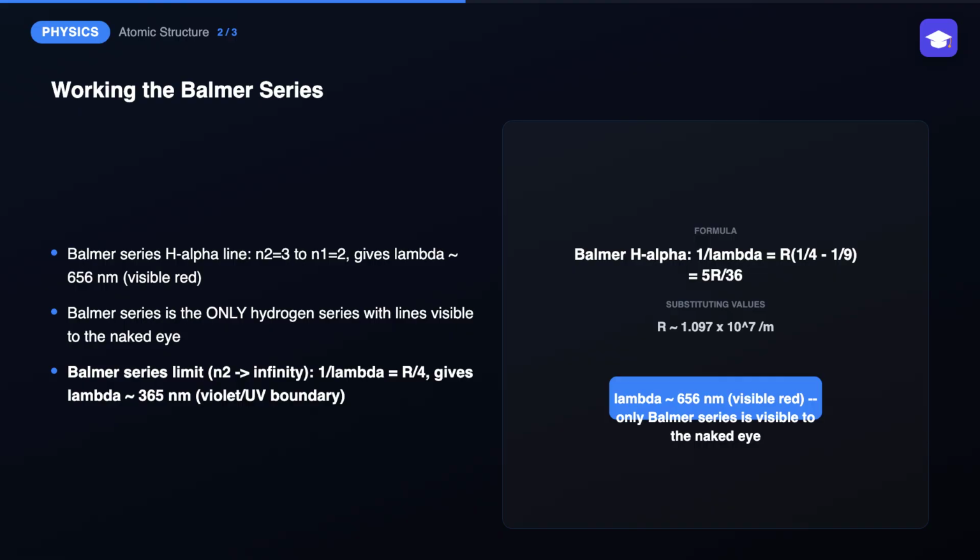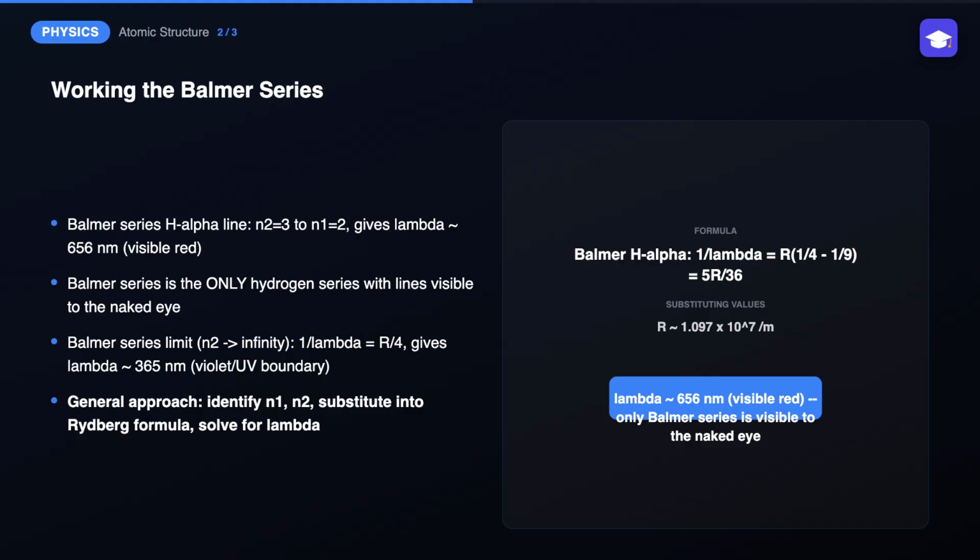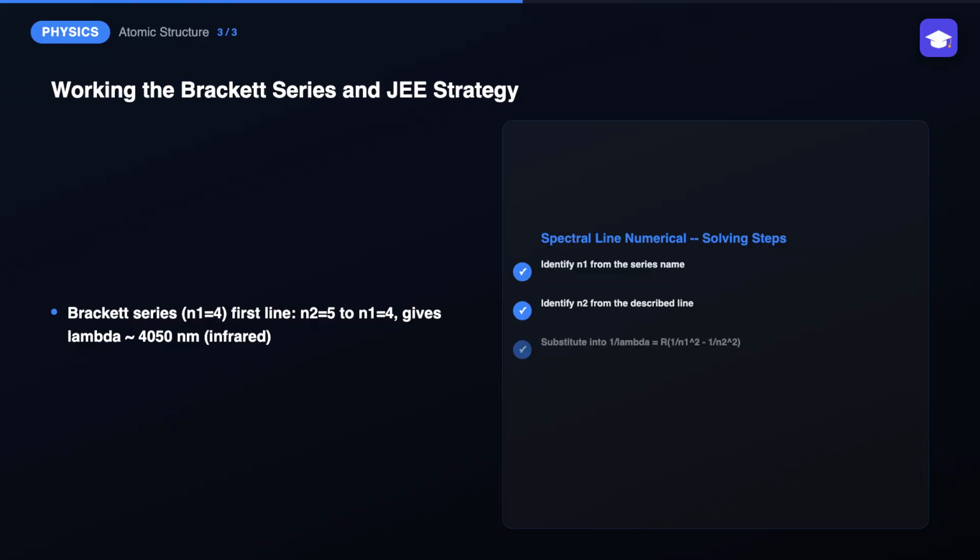The Balmer series limit: as n2 approaches infinity, 1 over n2 squared approaches 0, giving 1 over lambda equals R over 4, which works out to approximately 365 nanometers, at the boundary between visible violet light and the ultraviolet region. The Brackett series has n1 equals 4, and lands in the infrared region.